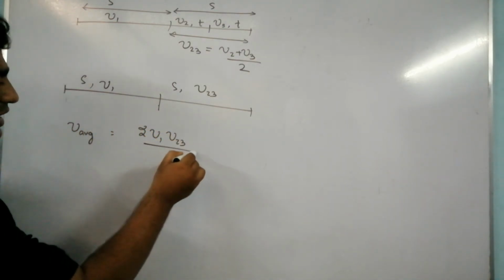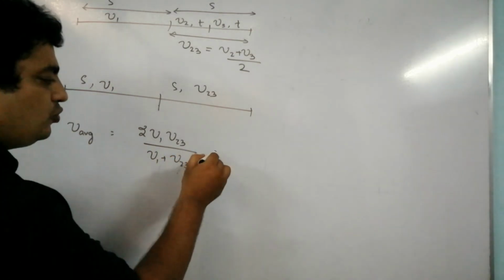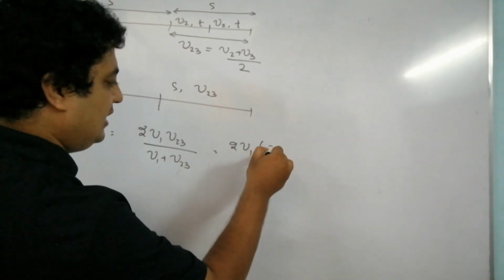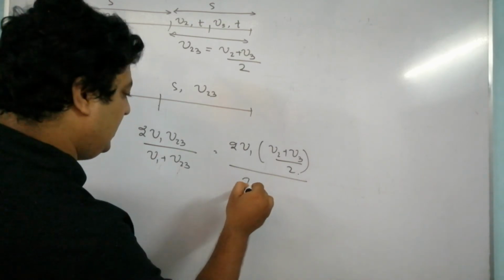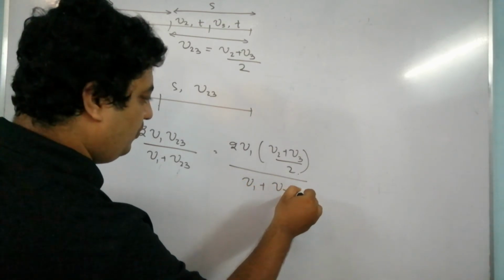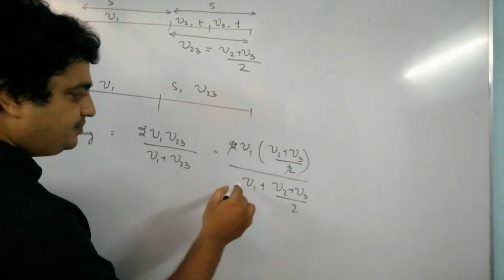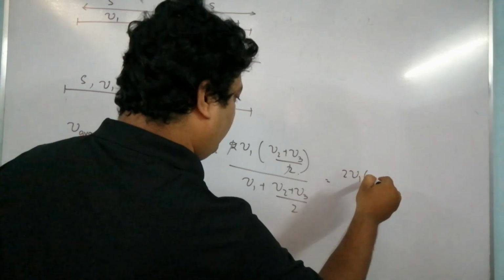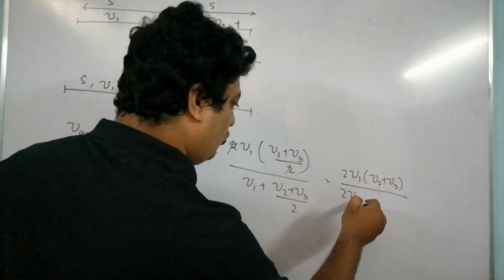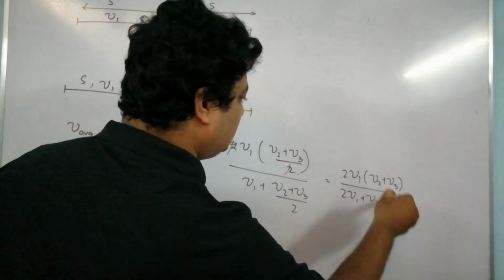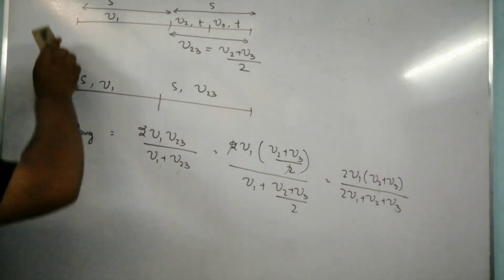Now the average speed will be 2v1 v23 divided by v1 plus v23. So which becomes 2 into v1 into (v2 plus v3 by 2) divided by v1 plus (v2 plus v3 by 2). It becomes 2v1 times (v2 plus v3) divided by 2v1 plus v2 plus v3.